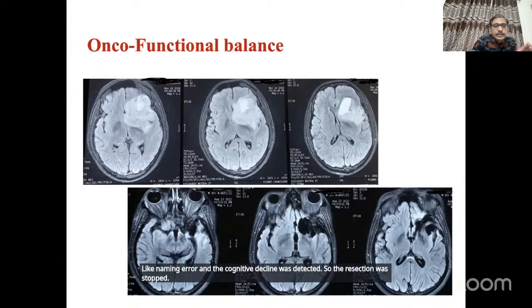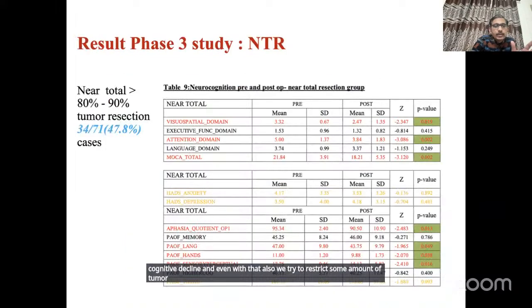In these kinds of cases where we found intraoperatively that the patient had cognitive decline, even then we tried to resect some amount of tumor. We could not reach a complete excision, and the residual lesion is still almost 10 to 20%. This kind of near total excision, we found, accounts for almost 47.8%, that is 34 out of 71 cases of insular glioma.